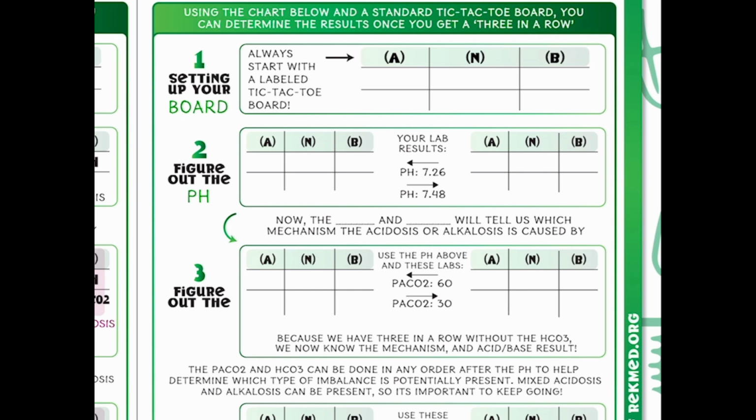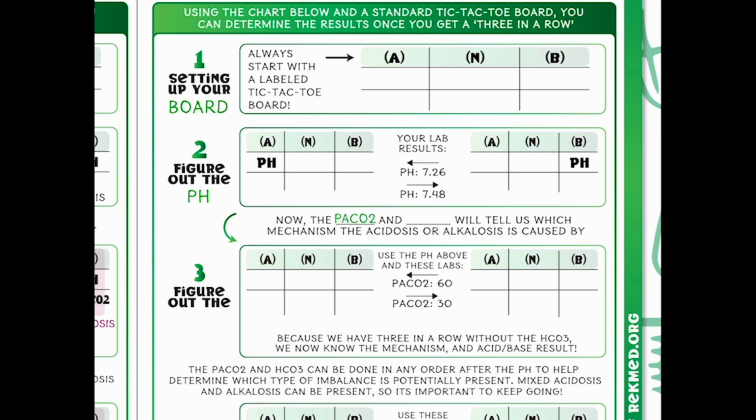Our first lab result is a pH of 7.26. Well, if we remember, this is acidic. So this means that our pH is in the A category of our tic-tac-toe board. In our second patient here to the right, our pH is 7.48. That is going to be what? Alkalotic, or basic. So we're going to put our pH into our B column on our tic-tac-toe board.